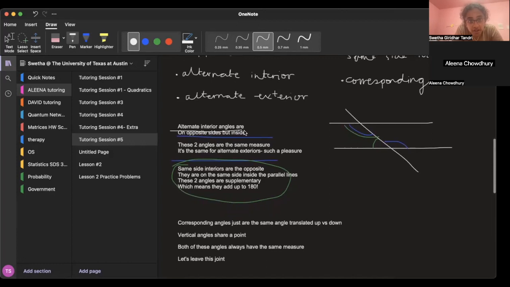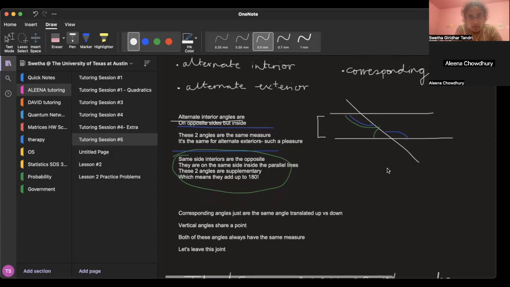So alternate interior angles are on opposite sides, but they're on the inside. What that means is that where the parallel lines are, like this area right here, is the inside of the parallel lines. So alternate interior angles are alternate, so they're on opposite sides, and they're interior to each other.